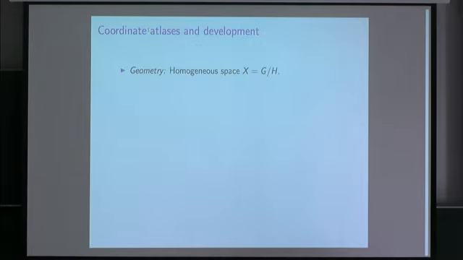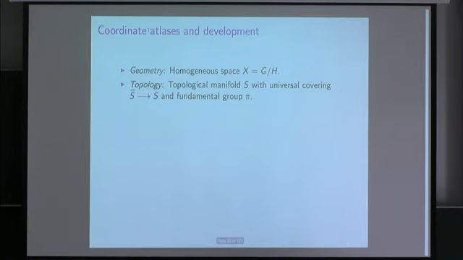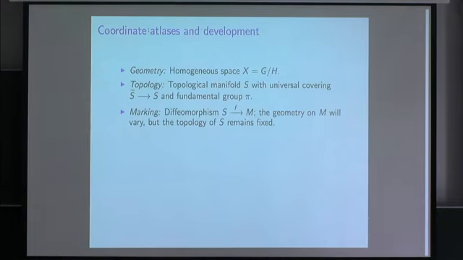So let me go back to the (G,X) structures of Ehresmann and later Thurston. We start with a homogeneous space which will carry a fixed geometry, such as Euclidean geometry or hyperbolic geometry. We fix the topological manifold S, a covering space and its fundamental group. We fix a labeling, a marking.